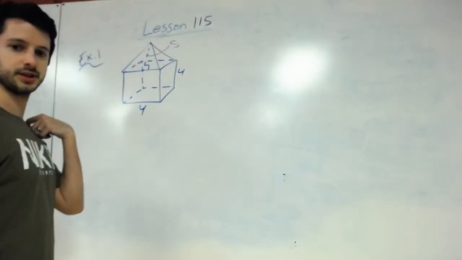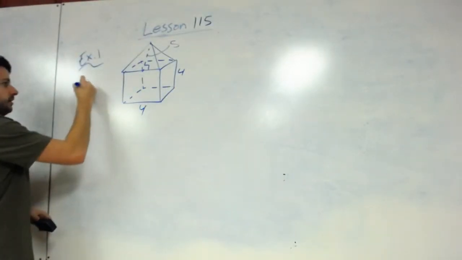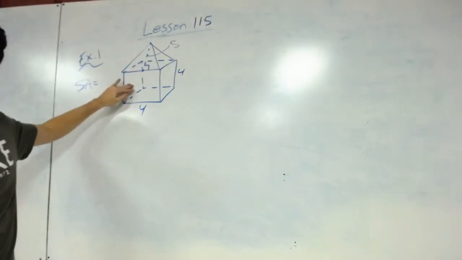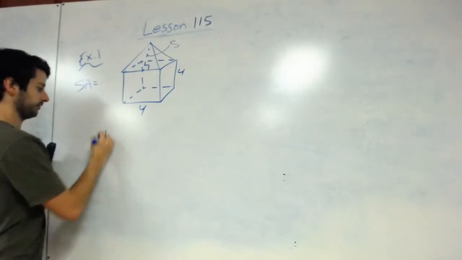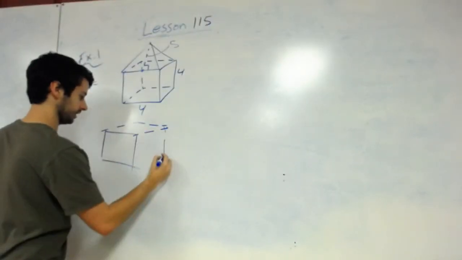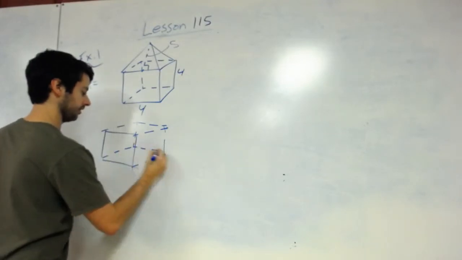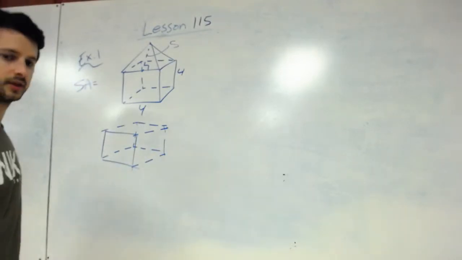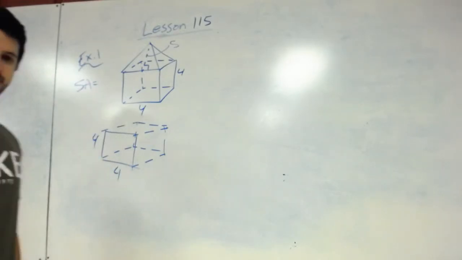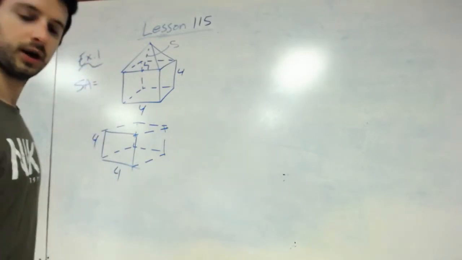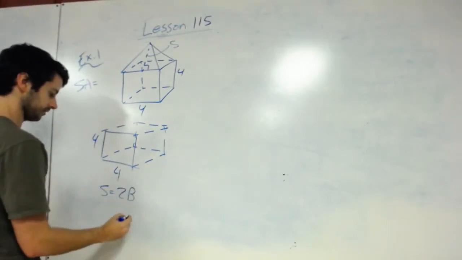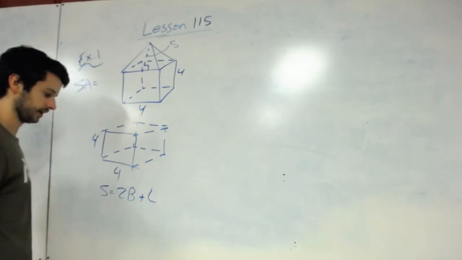So in example 1, it wants us to find the surface area of this shape. Let's talk about the cube first. Well, how do we find the surface area of a cube? All right, surface area of this cube. Well, we know the height is 4 and the base is 4. Well, the formula for surface area, remember, is 2 base plus lateral area.